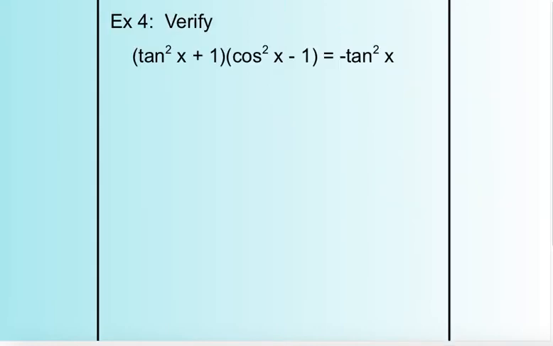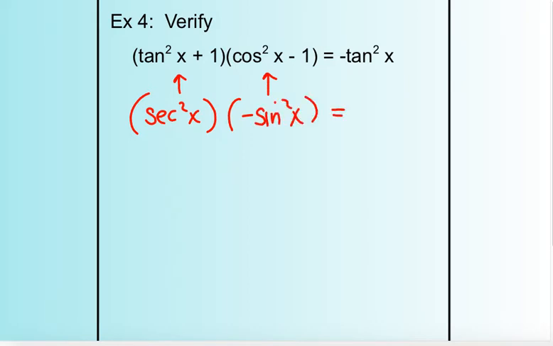One left. We want to verify these two identities. One thing we can do is replace this with the Pythagorean identity, which is secant squared of x. We can replace this with the Pythagorean identity, negative sine squared of x. And we're leaving the right-hand side of the equation alone. Now this is the reciprocal identity of 1 over the cosine squared of x. And this is also a reciprocal identity, but I'm going to leave it alone for now. I'm going to keep it with sines and cosines.